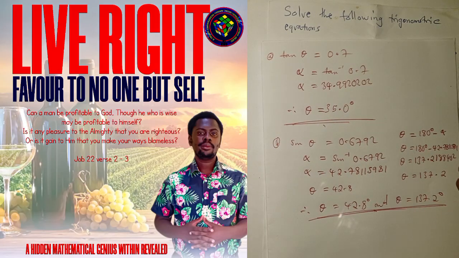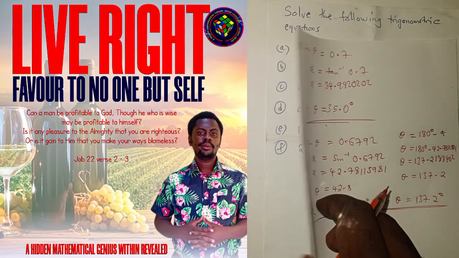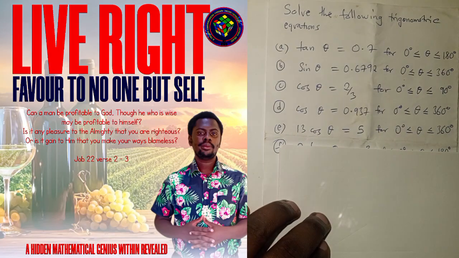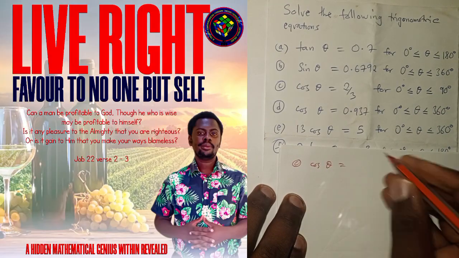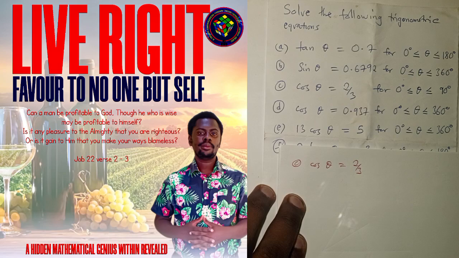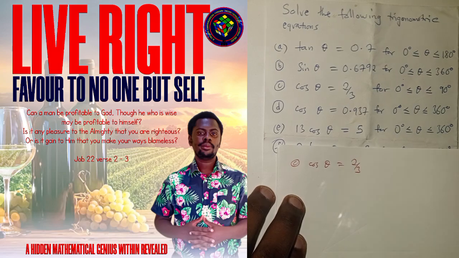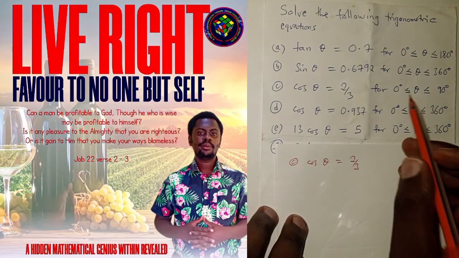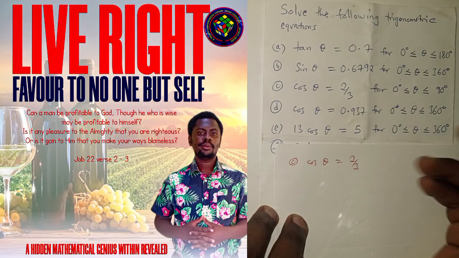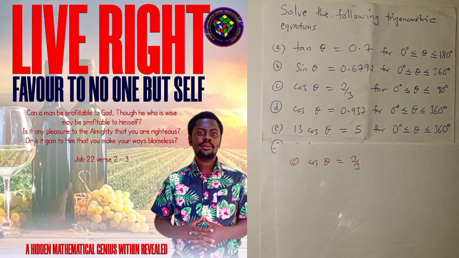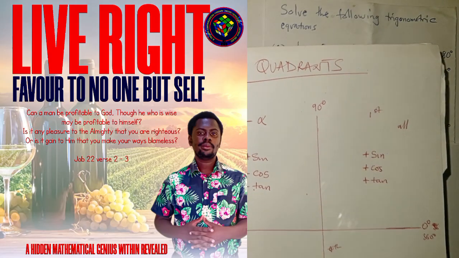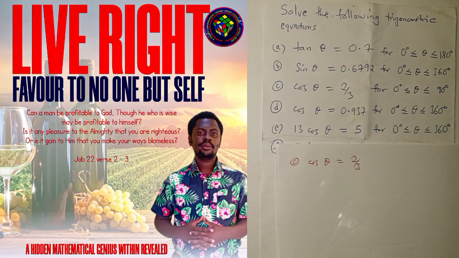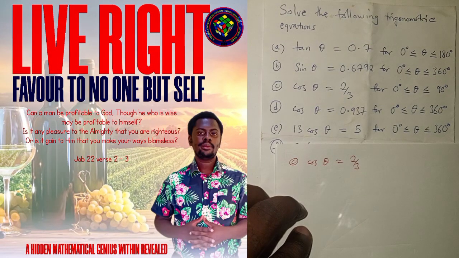So those are the two values for sine of theta is equal to 0.6792. Okay, we go to C. So C, we have cos of theta is equal to 2 over 3. Again, here the range is from 0 degrees to 90 degrees. So from 0 degrees to 90 degrees, we know that that is just the first quadrant. And in the first quadrant, we only get one value.